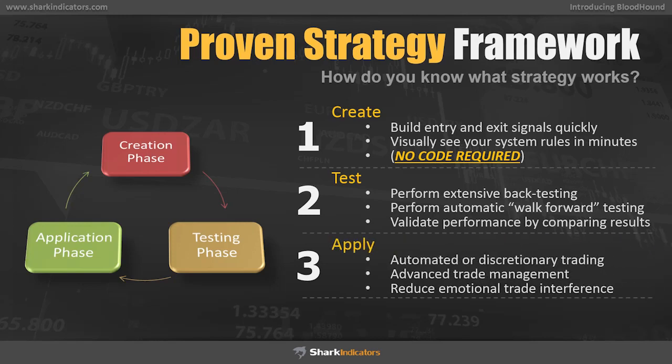You roll it forward, you basically deploy your system, and then you allow yourself to choose. Are you going to trade it discretionarily or automated? Which is why we started with that in the presentation, because BloodHound has no restrictions. You can choose to trade any way you want as long as you have a strategy that's worth its weight in gold.